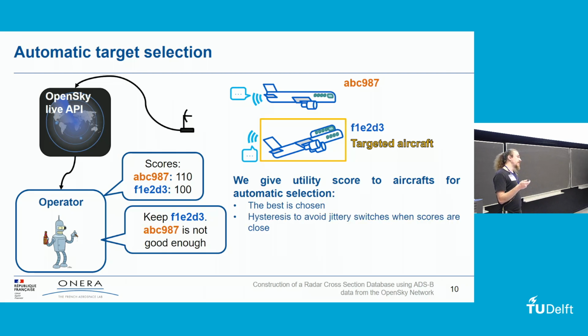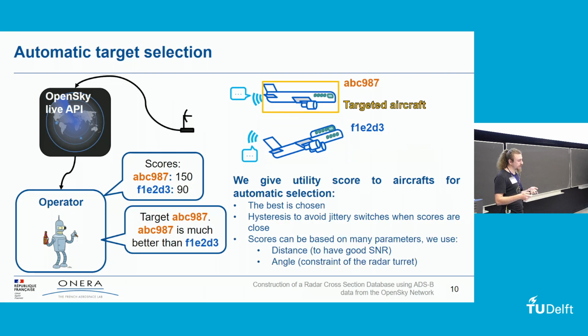We have a hysteresis to avoid jittery switches when scores are quite close. So the score doesn't just need to be better than the previous one. It needs to be way better than the previous one. When it's way better, we switch target.